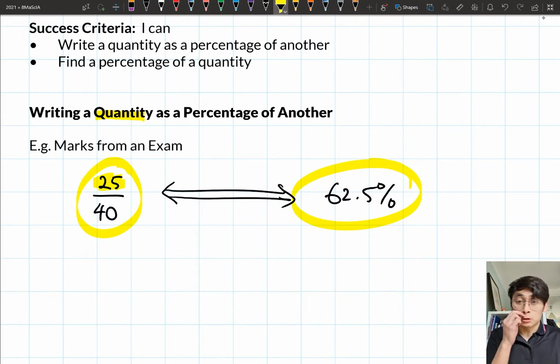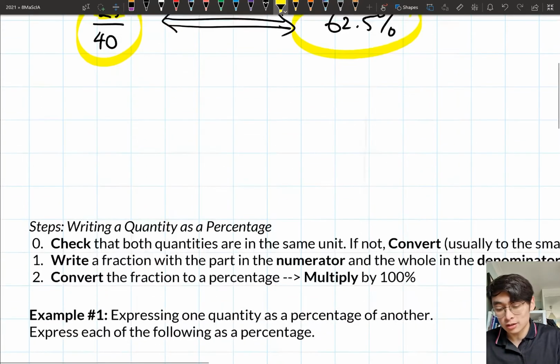So what this involves is knowing how many marks we got correct, the part that we have out of the whole, figuring out the whole, and then writing that as a percentage. So here are the steps that we want to follow.